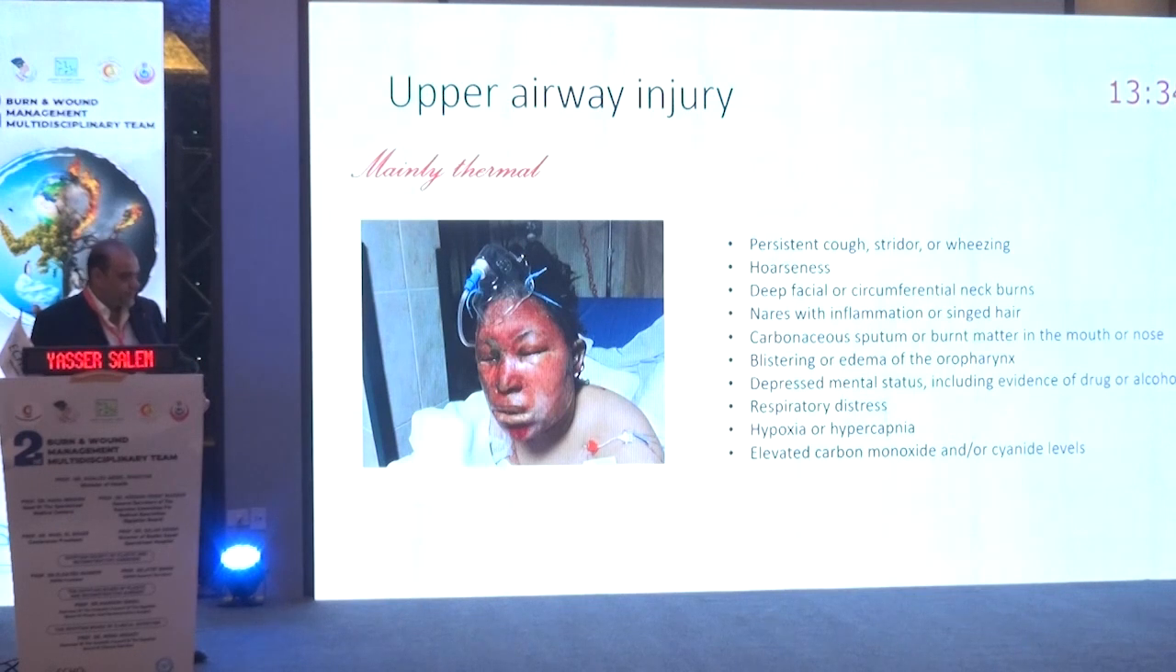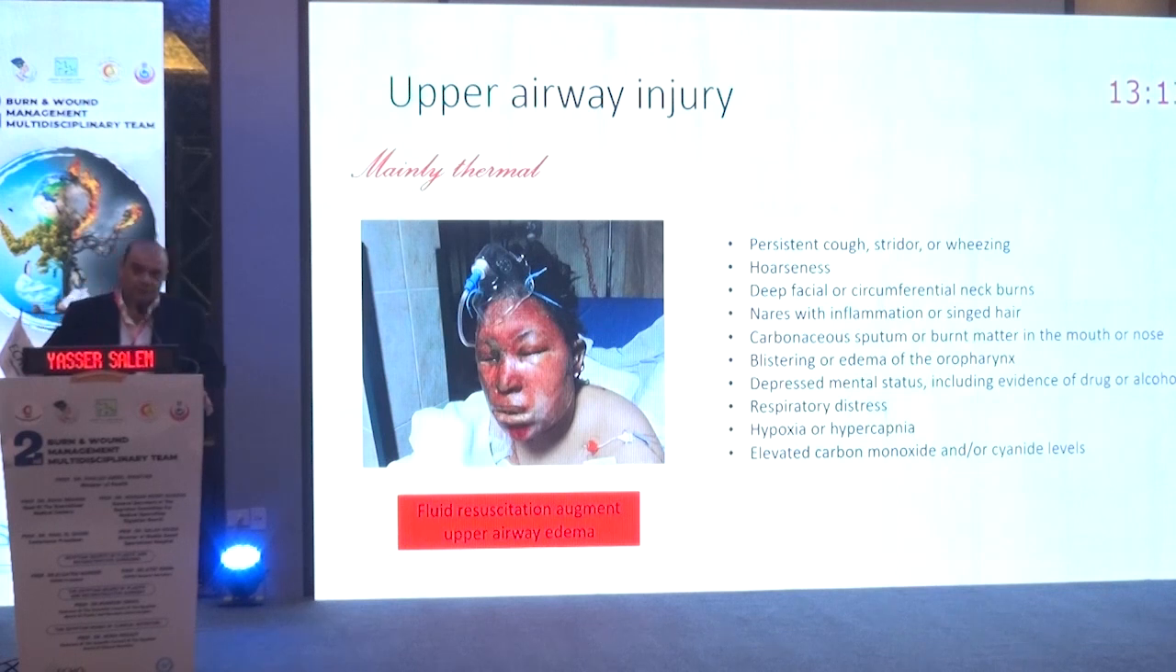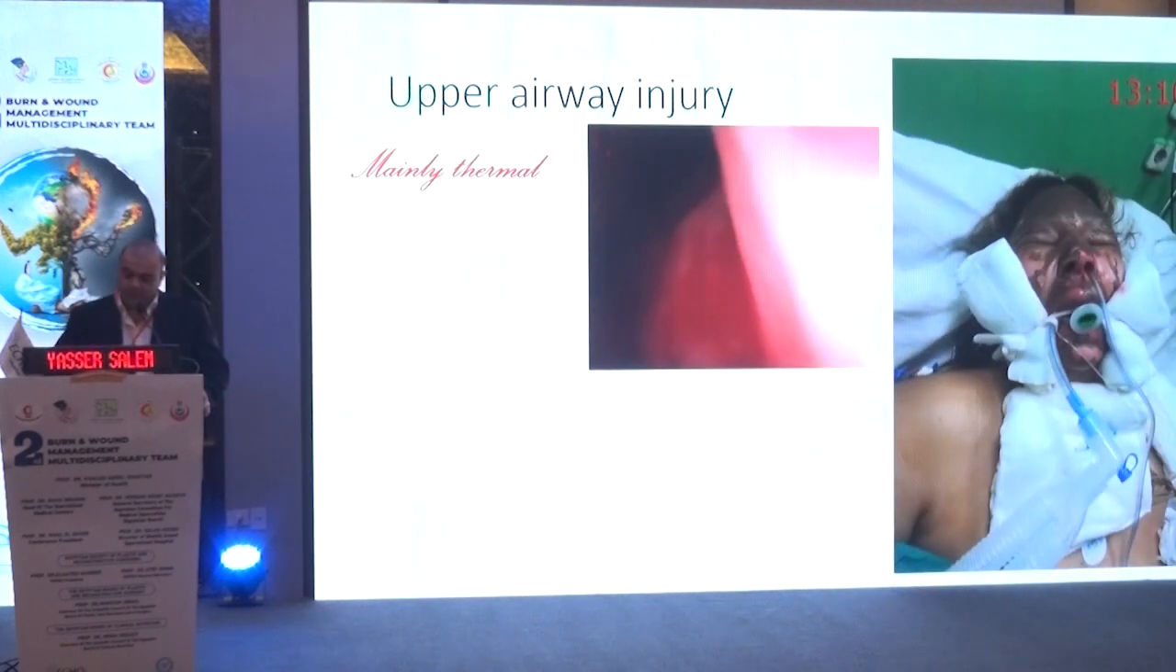What are the signs to carry on with conservative management in these patients? These are persistent cough, hoarseness of voice, soot, or singed hairs of the nares, elevated carbon monoxide level, hypoxia or hypercarbia. But keep in mind that this patient will have fluid resuscitation, and this fluid resuscitation will rapidly increase the facial edema. Eventually, the patient comes like that. There is an extensive facial edema, and intubation should be carried out very early, otherwise it will be catastrophic.